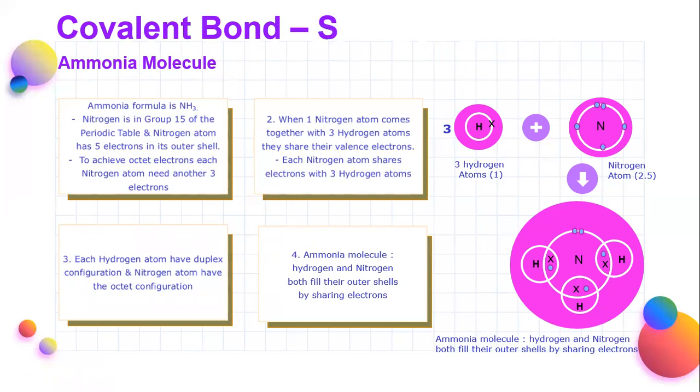Let's look into the ammonia molecule for the covalent bond or single bond. The formula for ammonia is NH3, where we have 3 hydrogen atoms working closely with 1 nitrogen atom. The nitrogen atom's electronic configuration is 2.5. As you know already, nitrogen is in group 15 of the periodic table, and it has 5 electrons in its outer shell. In order for nitrogen to achieve the octet, each nitrogen needs another 3 electrons.